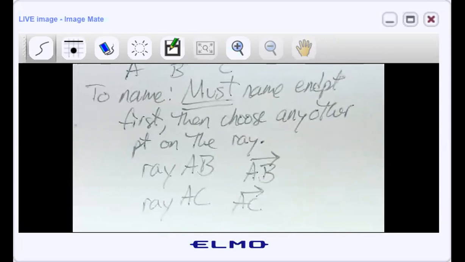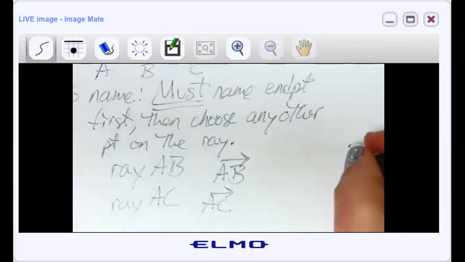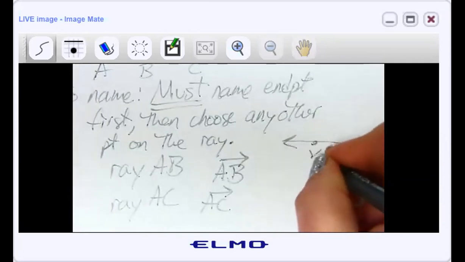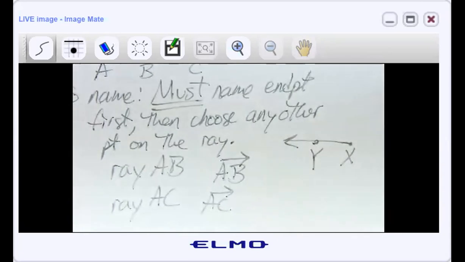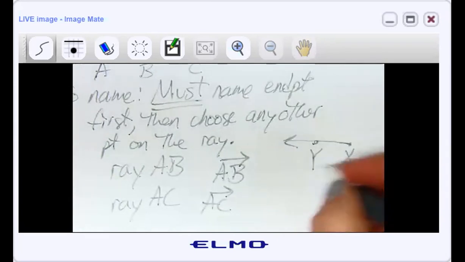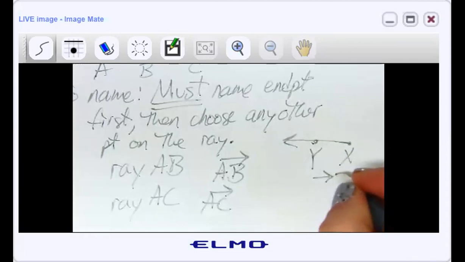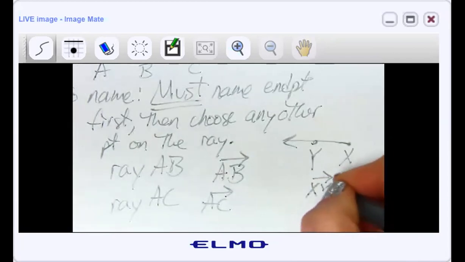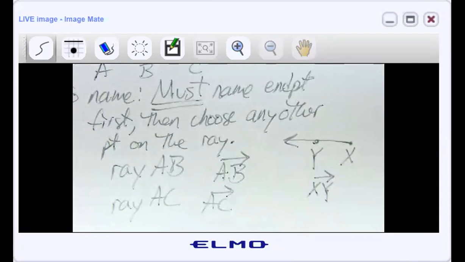Even if, and sometimes kids get confused by this, even if in your diagram the ray is going this way, so if this was, let's say, X and that's Y, you still have to name this ray XY. Because it doesn't matter. We don't really care about the direction. I just care that you're starting at the endpoint and then you name another letter along the ray. So written symbolically, the arrow always points to the right when I'm just writing it as an answer, and I have to put X first and then Y. So we really don't care how it looks in the diagram. When you go to name it, the arrow always points to the right and the endpoint comes first.